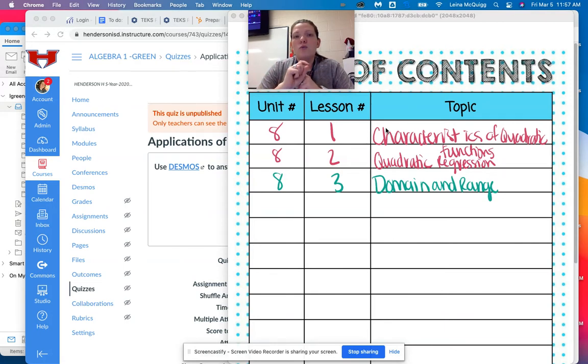Okay, so the test will cover everything on this list right here. The characteristics of quadratic function, which was all the stuff we did in the project. Quadratic regression was part of that. You're not going to see that on the test. It'll cover domain and range, which was the lesson from last Wednesday. And it will cover the stuff from today that we're going to practice today and tomorrow, which is applications of quadratics. So word problems, real world situations for quadratics, okay? So if you have any questions, if you're confused about anything we've done, then make sure you email me.